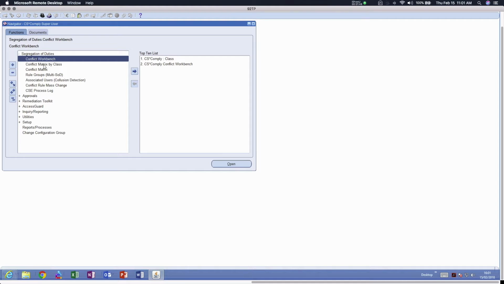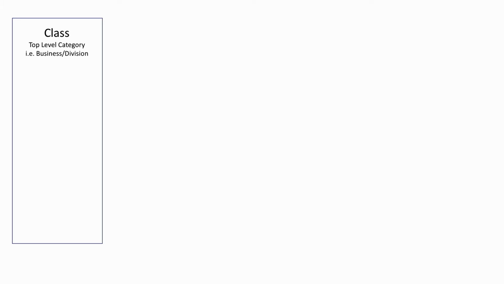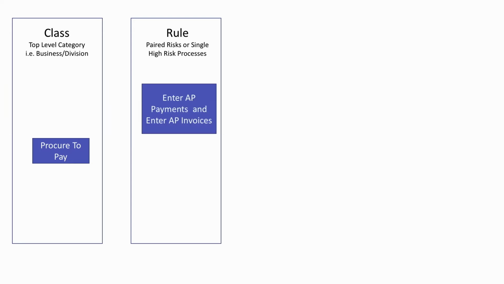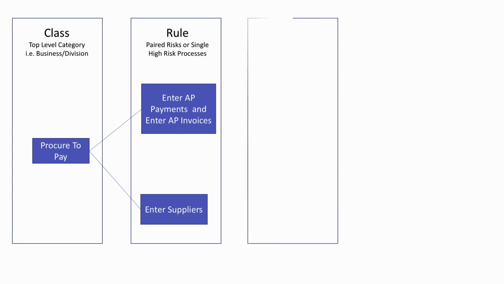To build a risk policy, we'll start by opening up the segregation of duties section and select the conflict matrix by class. Our risk model starts with the class. In this example, our class represents a business process like procure to pay. Below the class are risk policies, which we will also call rules. In this example, we have two defined types of risks. A paired risk is a rule defined by user access to two or more processes, like entering AP payments or entering AP invoices. There are also single high-risk rules, like users who have access to enter suppliers.